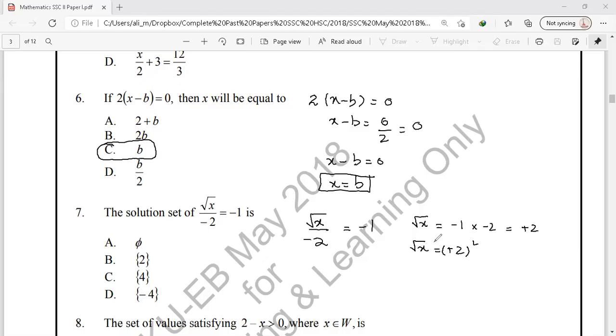Taking a square on both sides of this equation, so square and root would cancel out with each other. So x will be equal to plus 4. So for question number 7, the correct answer we have is option C. That is x is equal to 4.